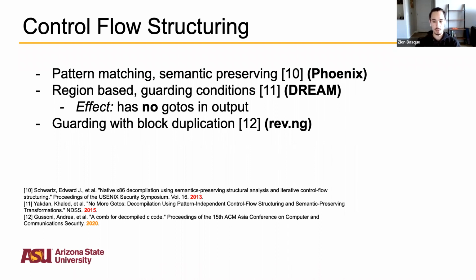So I want to highlight here the years at which these came out. 2013 is when Phoenix came out, and 2015 is when Dream came out. So if you're considering this 2020 paper not a fundamentally different one, that means we haven't had a new structuring algorithm in over 7 years.